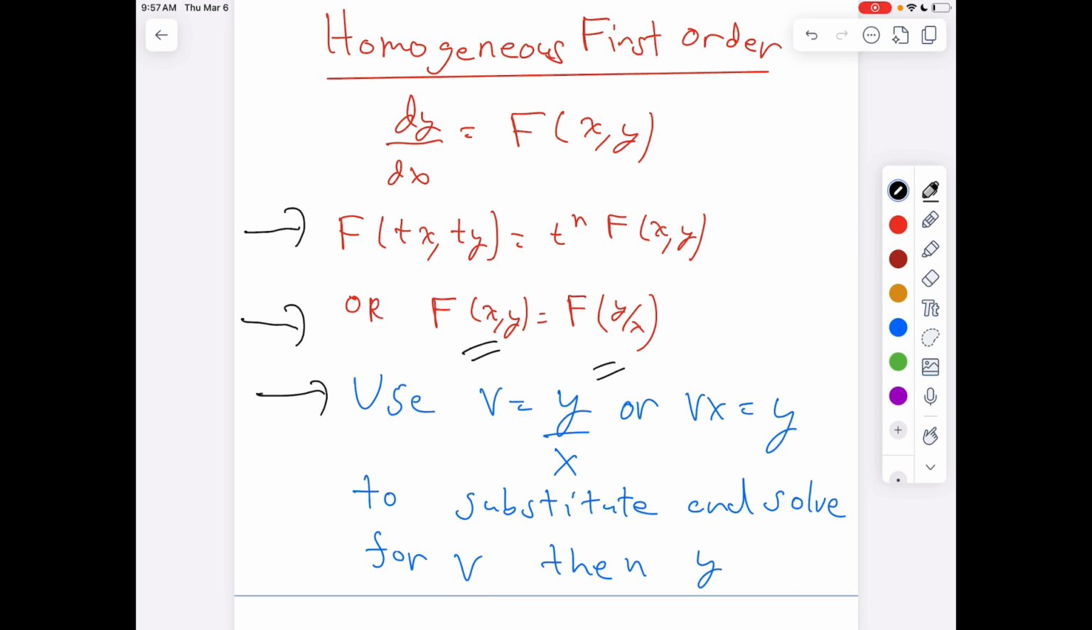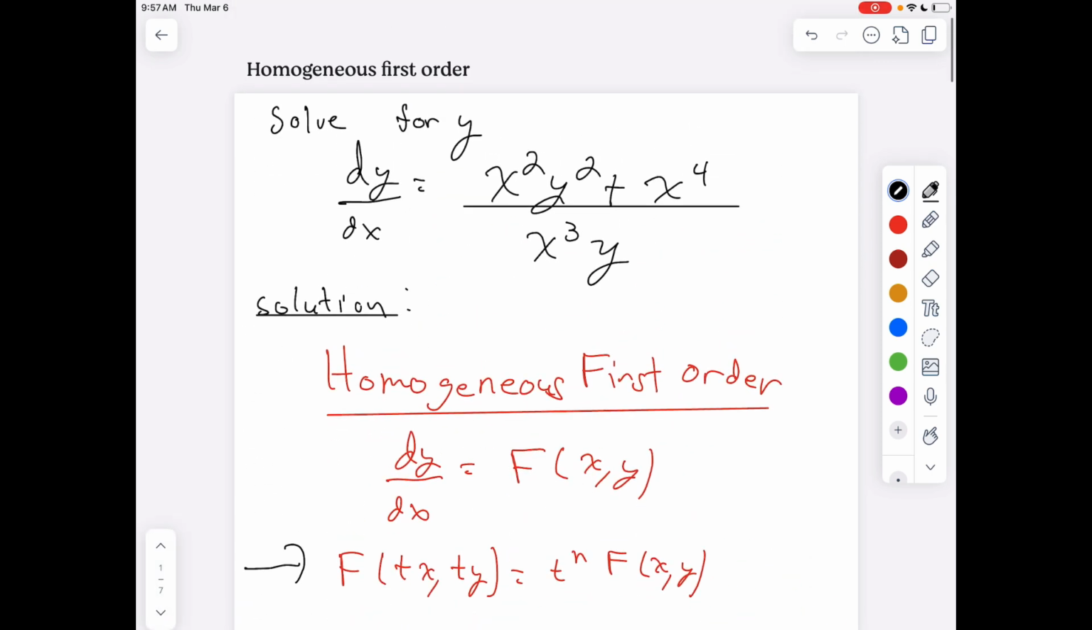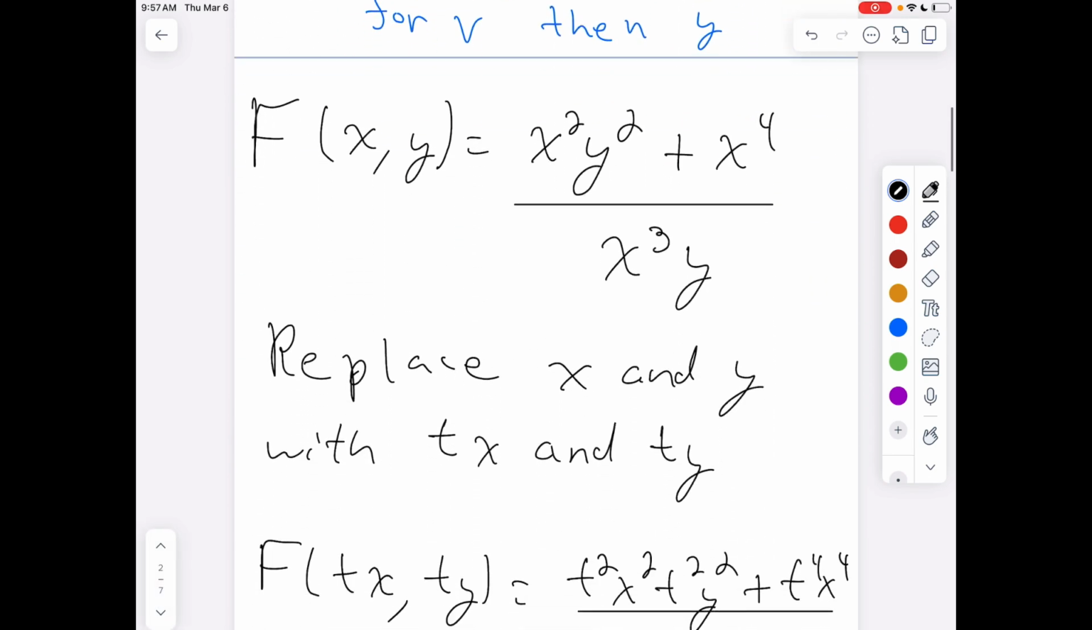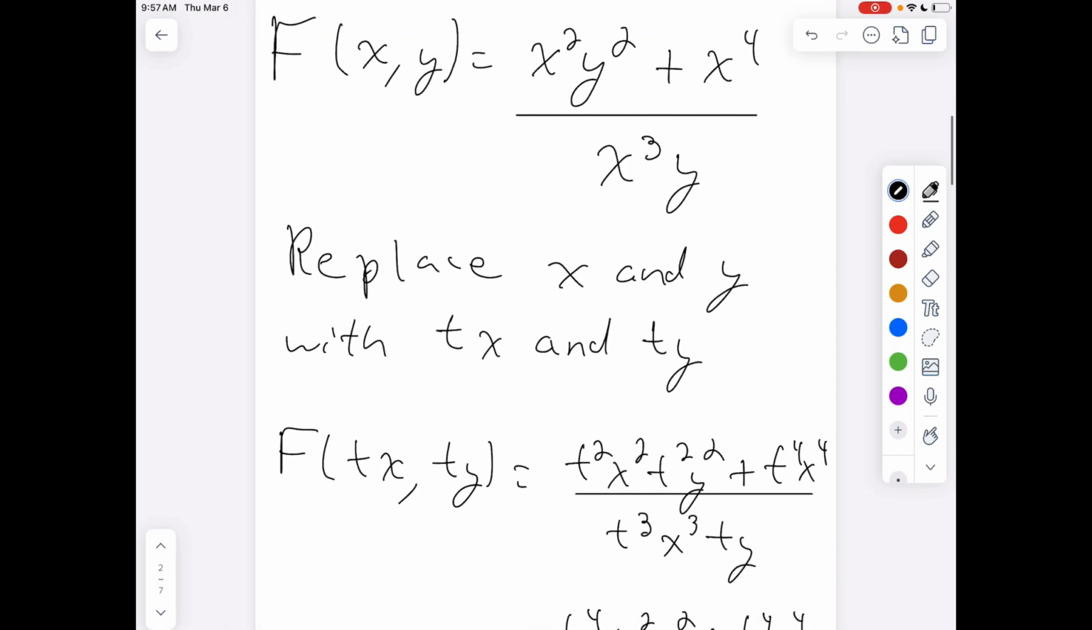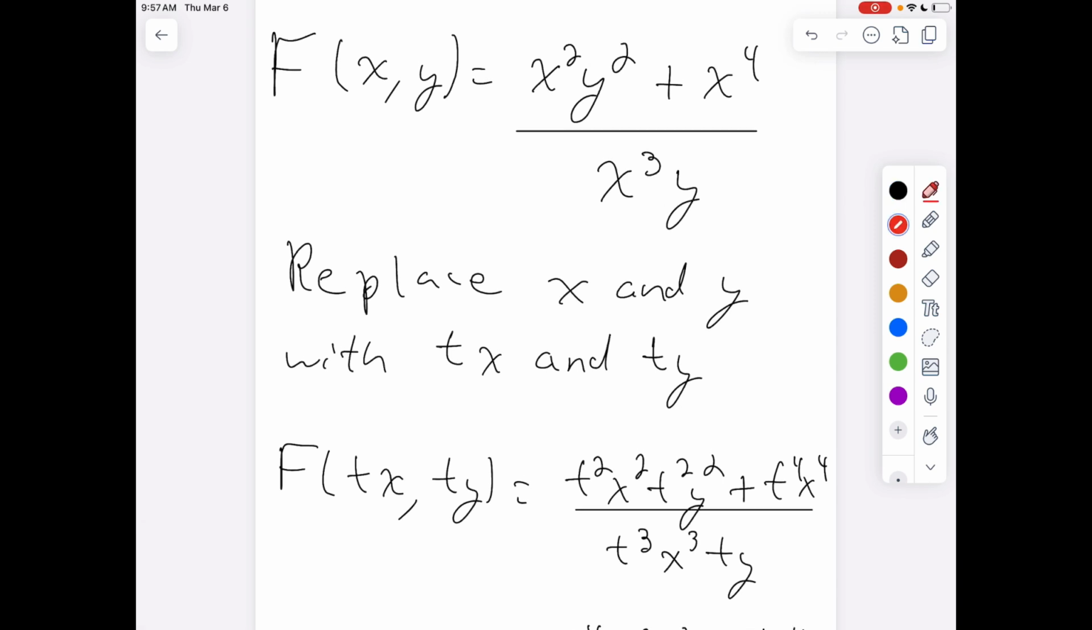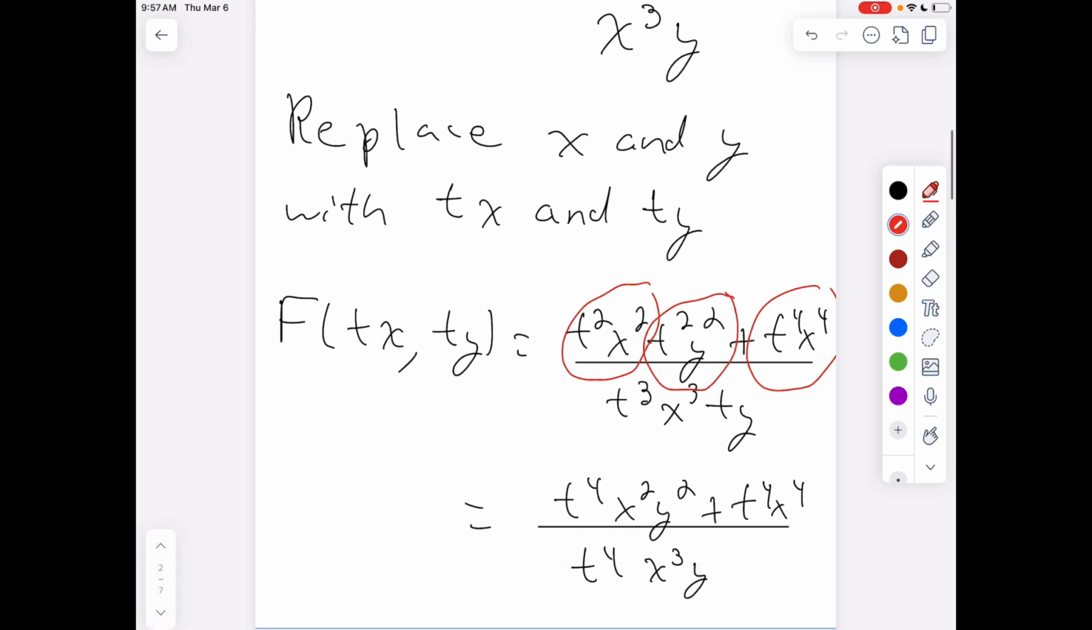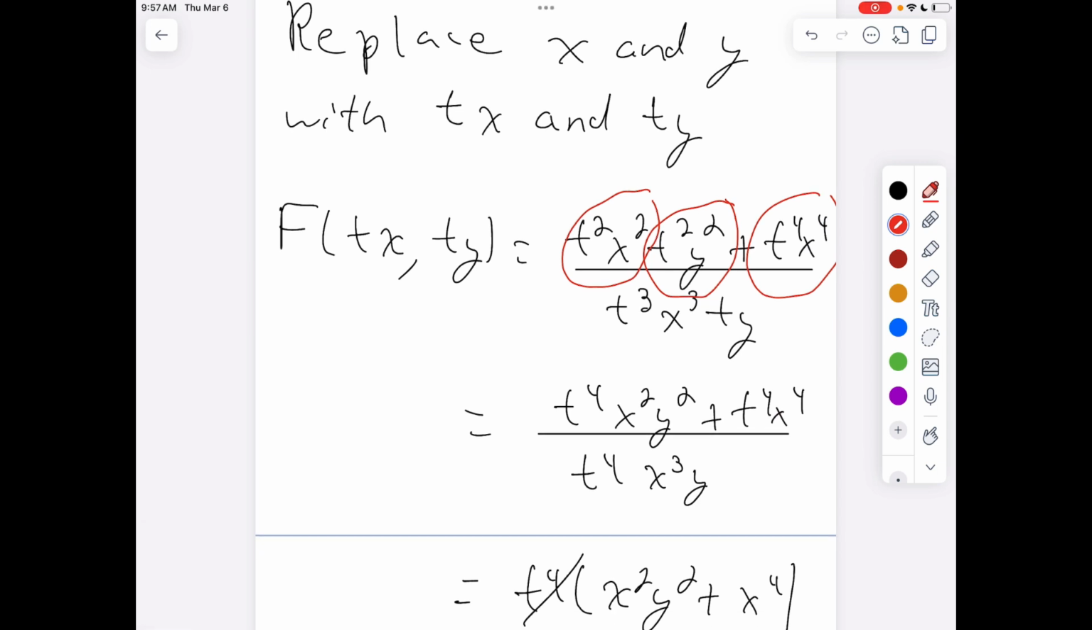The first thing you do is isolate the dy/dx. In this case, the dy/dx is already isolated for us. You take whatever is on the other side and replace x and y with tx and ty, which we went ahead and did here. We replaced the x with tx and squared it, the y with ty and squared it, and so on. Combining like terms, t squared x squared times t squared y squared makes t to the fourth x squared y squared. In the denominator, t cubed times t is t to the fourth, times x cubed y.